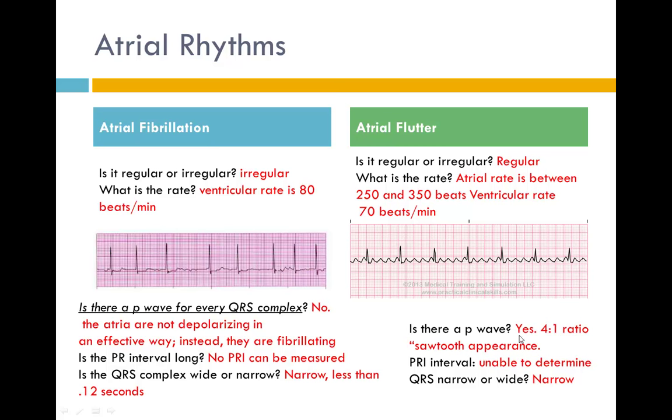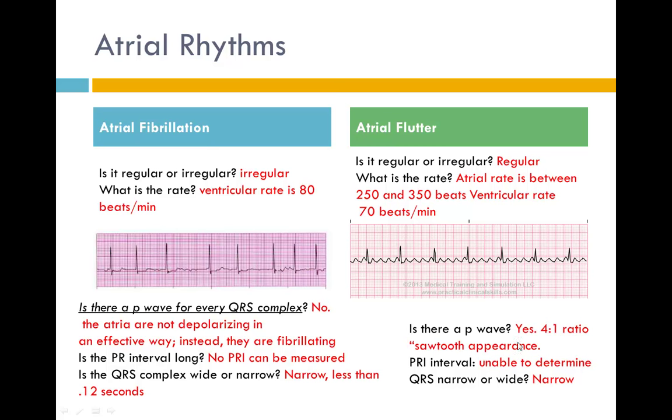Is there a P wave? Well, yeah, there is a P wave. It's not a normal looking P wave. And there is a 4 to 1 conduction here. So four of the atrial beats to one of the QRS. So they would say that's a 4-to-1. 1, 2, 3, 4, and then you have a QRS complex. A 4-to-1 ratio P wave.